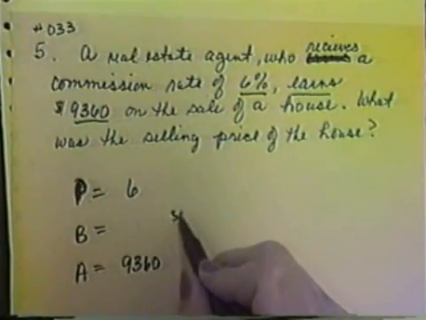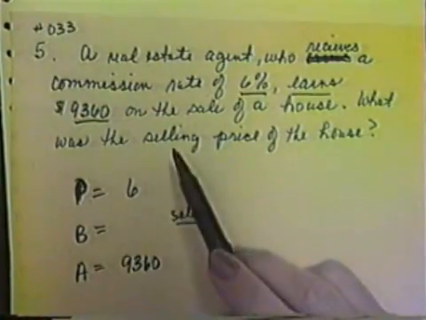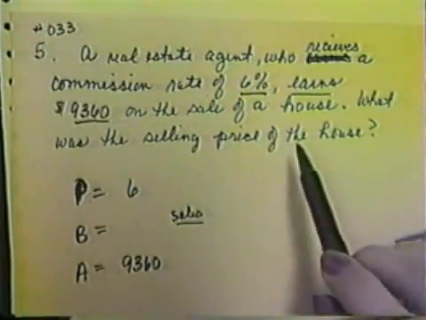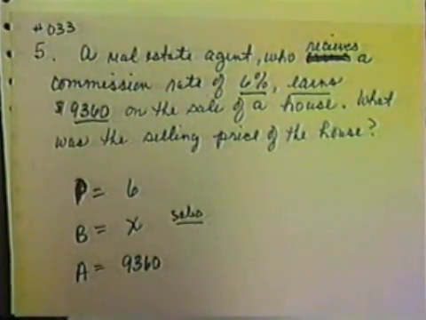Because remember, the base is always the sales. The base is always the sale, and that's what we're looking for, the selling price of the house. How much did it cost? That's the base, so that's our unknown. On commission, the amount is always the commission that they earn, how much money they get. The base is the cost of the goods. How much goods did they sell, or what was the cost of whatever they sold? And that's what we're looking for in this case.